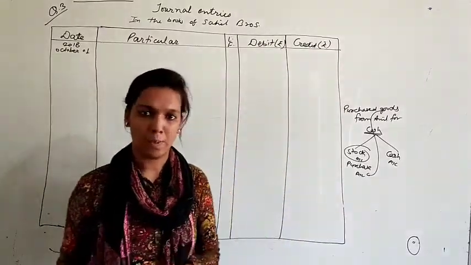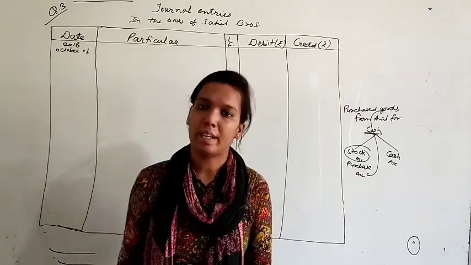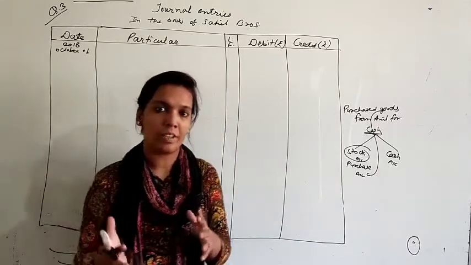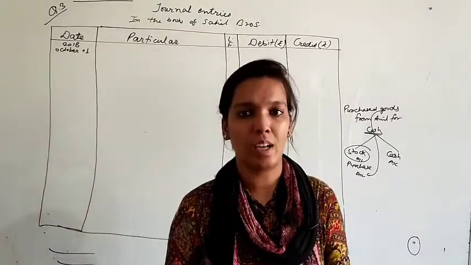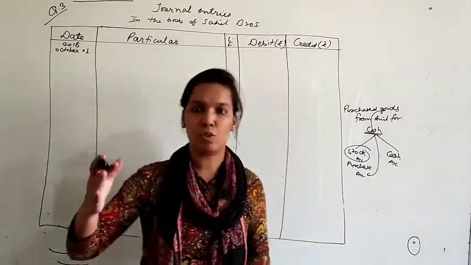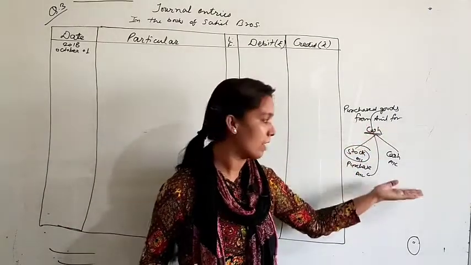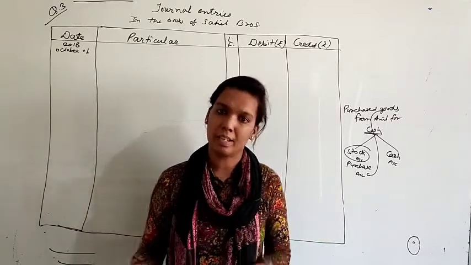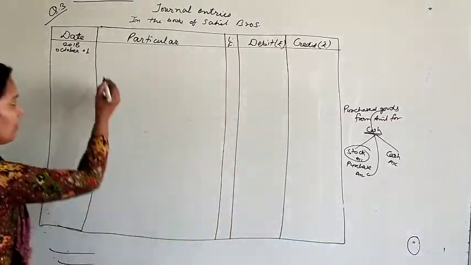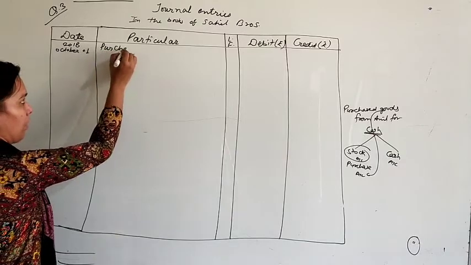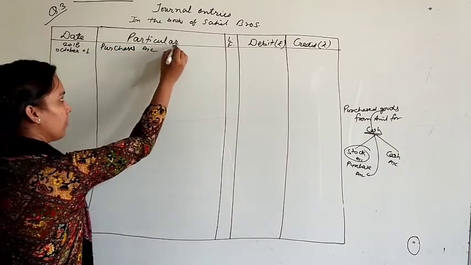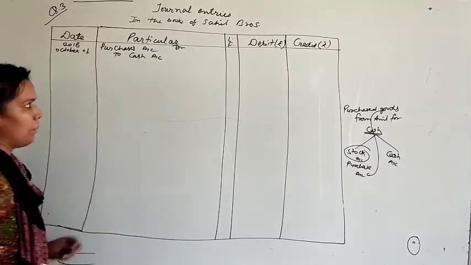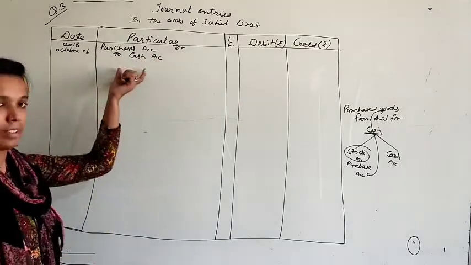Debit all expenses, so the purchase account will be debited. Cash is your asset. All assets are related to real accounts, and the rule of a real account is: debit what comes in, credit what goes out. When you purchase anything, your cash goes out from the business, so the credit will be cash. So the entry: purchase account debit, to cash account.